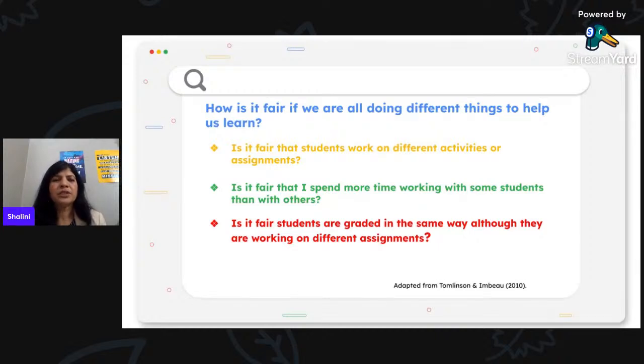So we have to discuss with children, how is it fair if we are all doing different things to help us learn? Is it fair that students work on different activities or assignments? If yes, how? Why are we doing that? Is it fair that I spend more time working with some students than with others? Or is it fair that students are graded in the same way although they are working on different assignments? When the students understand why it is being done, why the task is different for them and different for their friends, and how it is helping everybody to learn, they will cooperate.